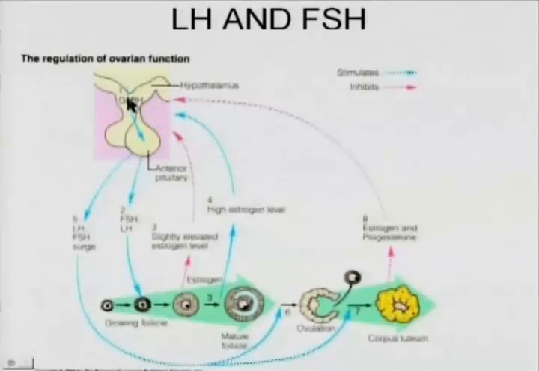For the HPG axis, when we consider LH and FSH release from the anterior pituitary, of course we know we are talking about the hypothalamic pituitary gonadal axis. So the GnRH neurons will be the targets of the neurotransmitters, and FSH and LH will be the anterior pituitary's hormones, the gonadotropins that we consider.